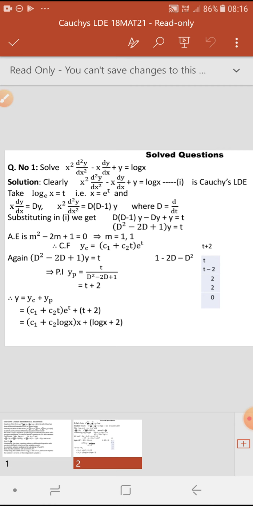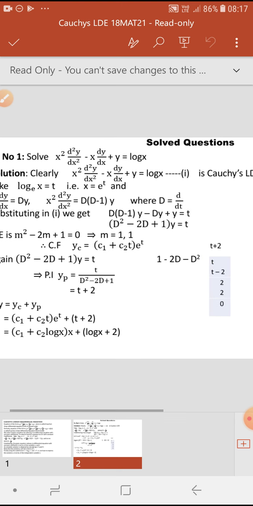It has the term containing dy by dx, d square y by dx square. Clearly it is a linear differential equation with a variable coefficient. In the term containing dy by dx, along with the dy by dx, we have x power 1. In the term containing d square y by dx square, along with the d square y by dx square, we have the factor x square. So clearly it is a Cauchy's linear differential equation.